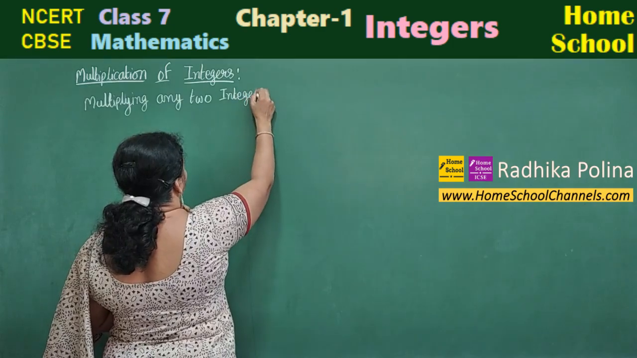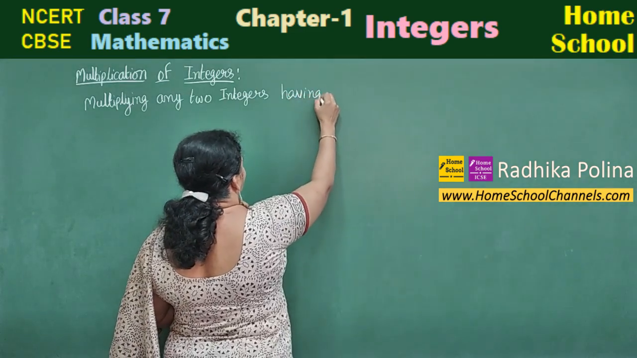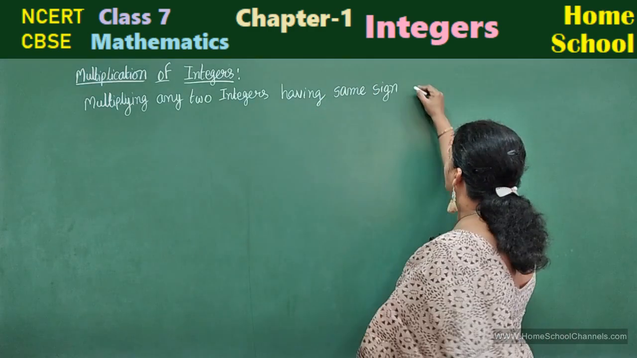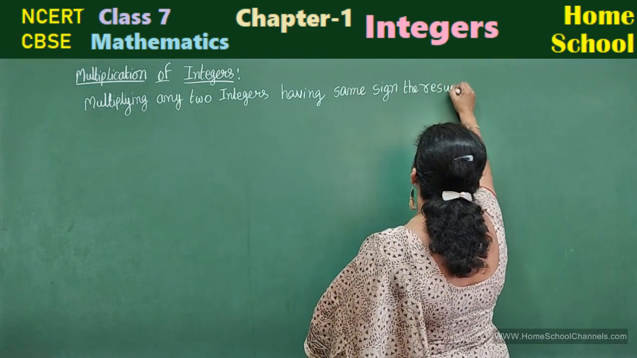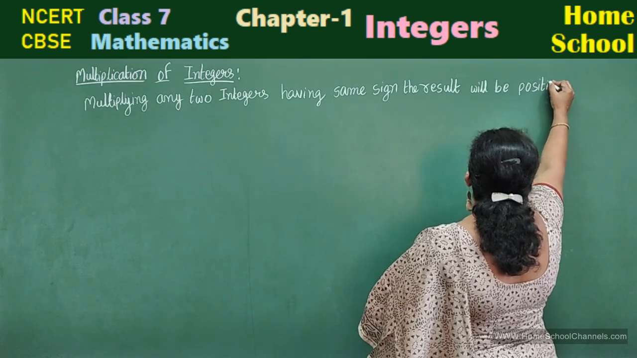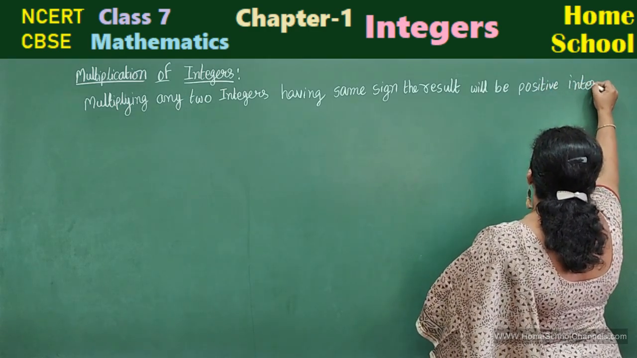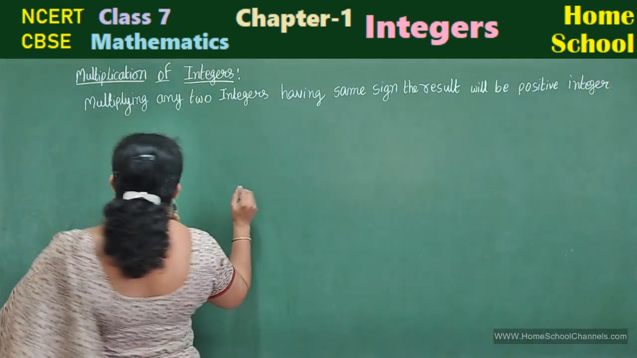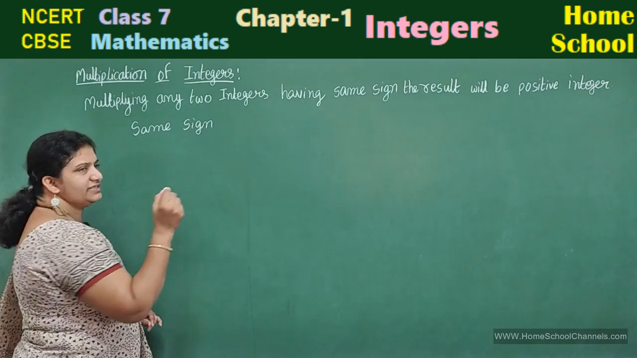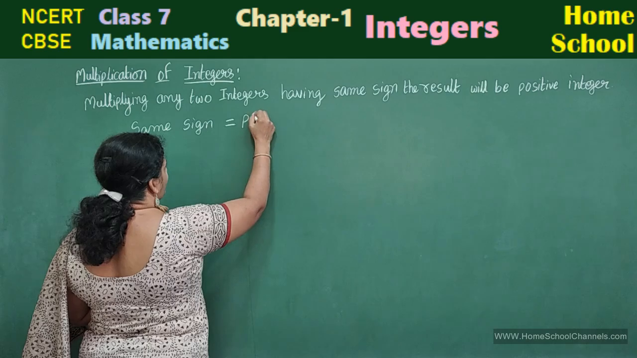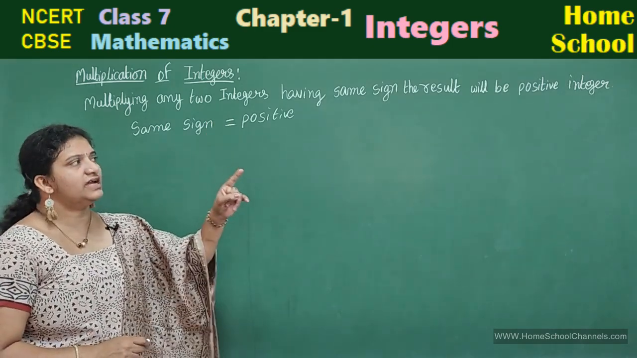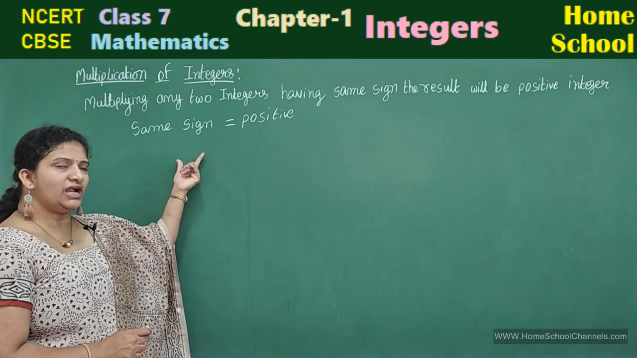That is, multiplying any two integers having the same sign, the result will be a positive integer. Or in other words, you can remember this as: multiplying integers having the same sign, result is equal to positive. Multiplying any two integers having the same sign, the result will be a positive integer. Or, same sign if you multiply, positive.